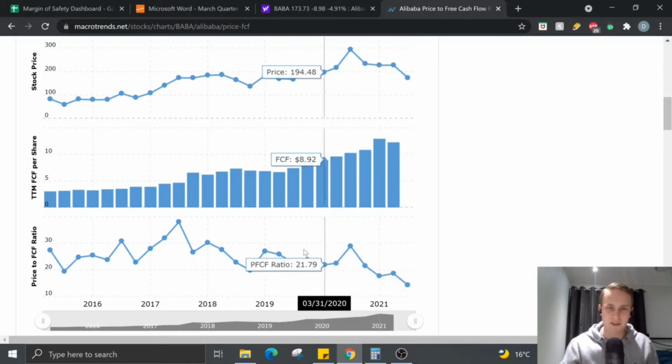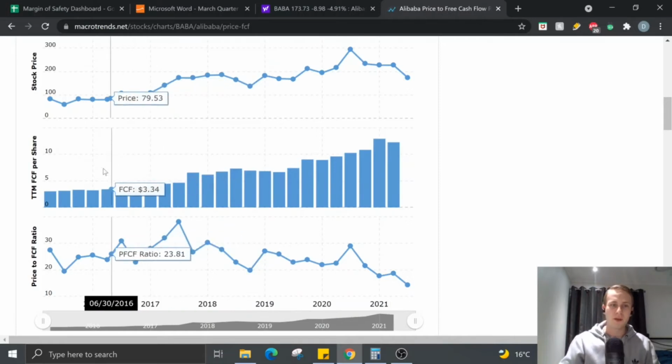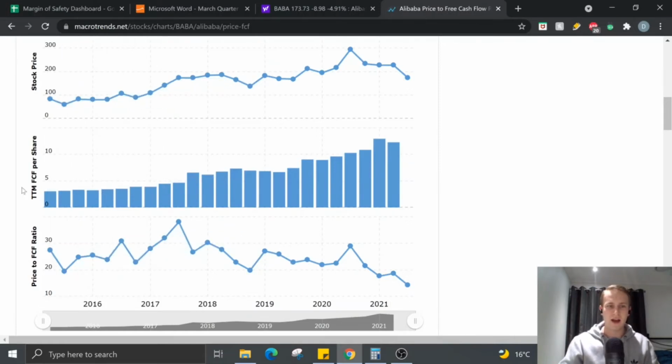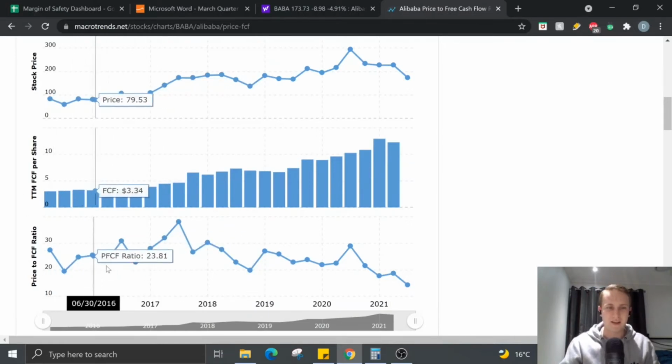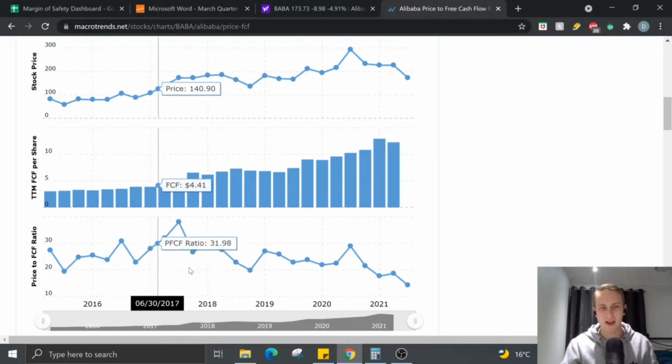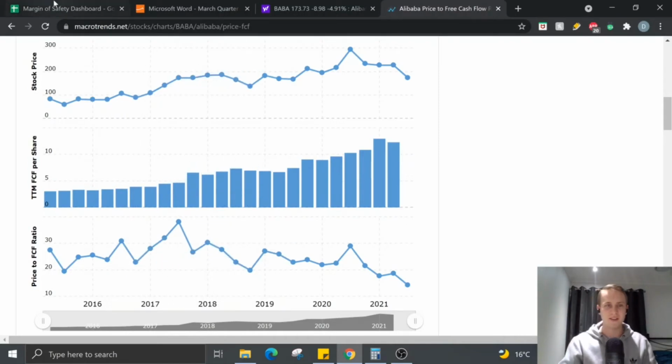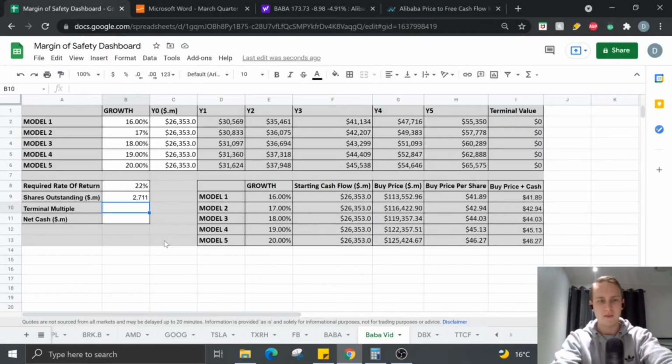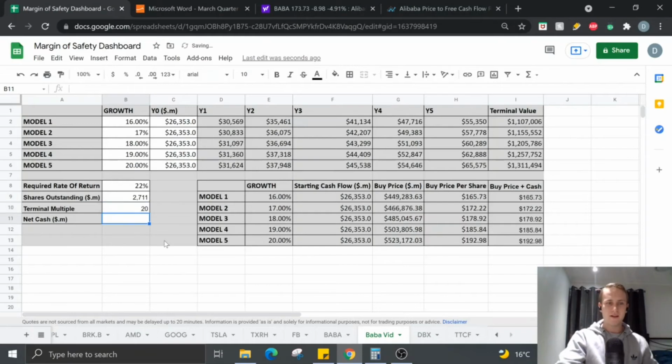For the sake of this valuation, I think a price to free cash flow ratio of about 20 is fair. So we'll add 20 into here. Maybe you might want to make it 15 if you want to be more conservative.